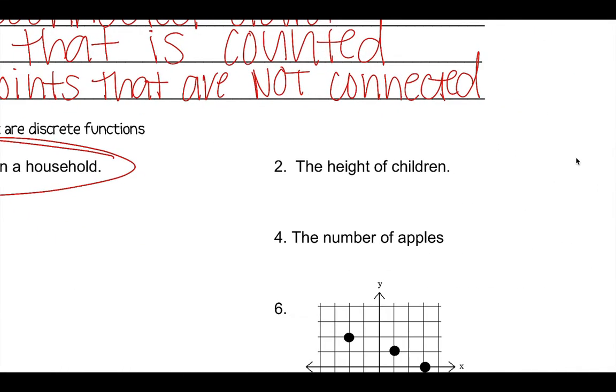If I look at number 2, though, it says the height of the children. Well, height is a measurement. That's continuous, because I could have 3.5 feet. I could have 3.75 feet. So this is continuous. So that's not discrete.